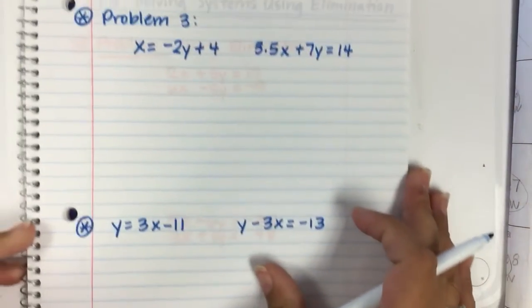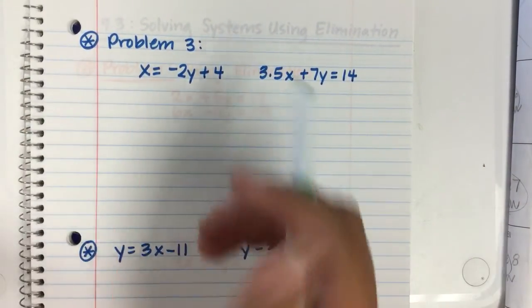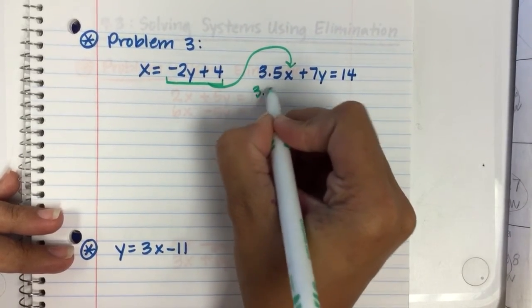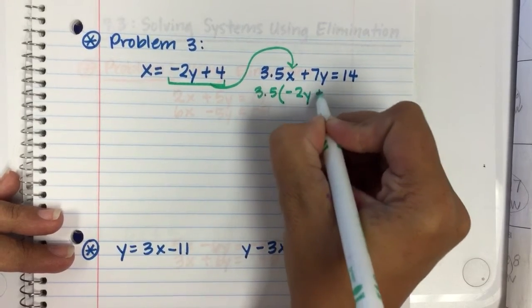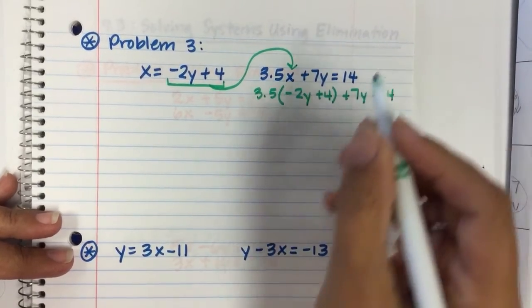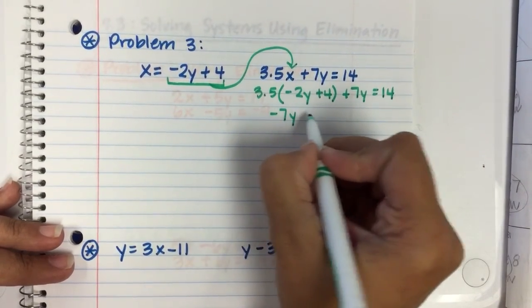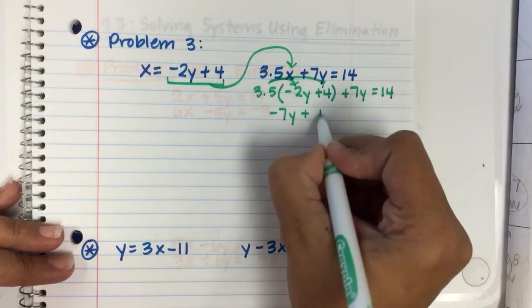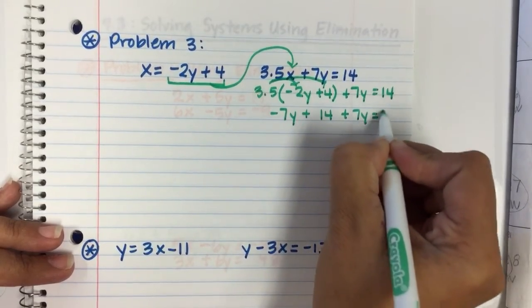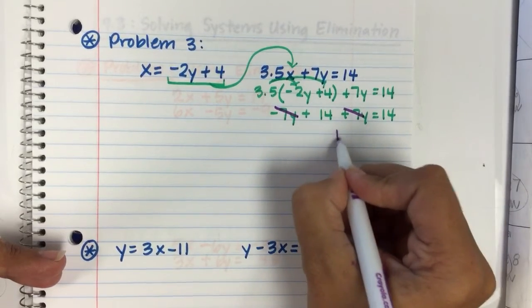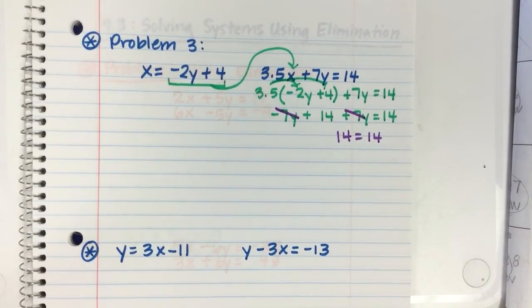All right, a couple more examples. Here, the first equation's already solved for x, so I'm just going to use this to go in the place of x here. So that's going to be 3.5 times negative 2y plus 4 plus 7y is equal to 14. It's going to be negative 7y. Use distributive property. 3.5 times 4 is 14, plus 7y is equal to 14. Negative 7y, positive 7y is 0, so I'm left with 14 is equal to 14.